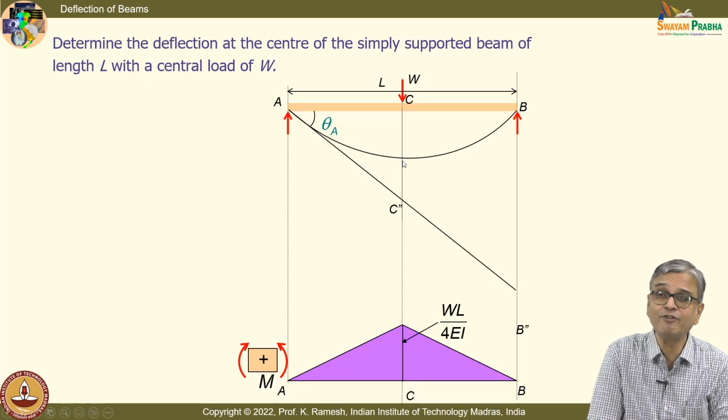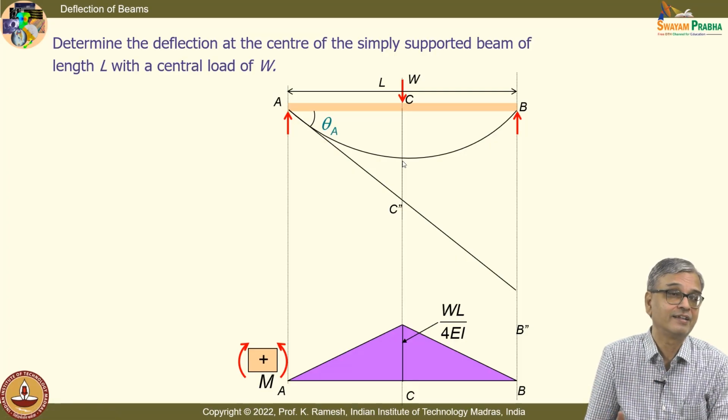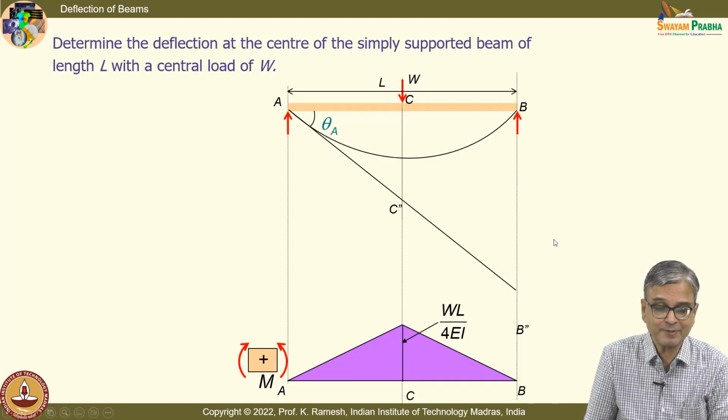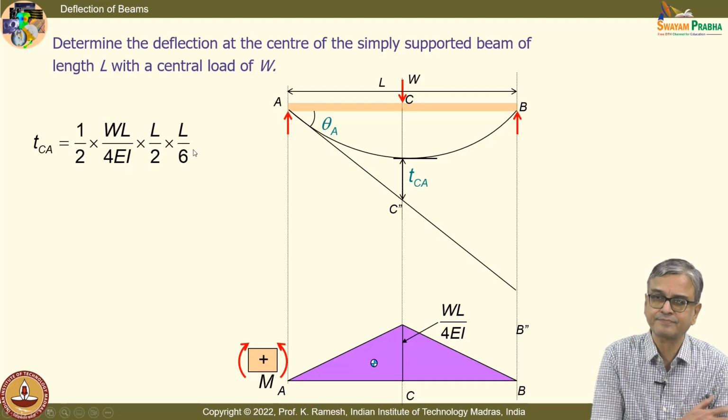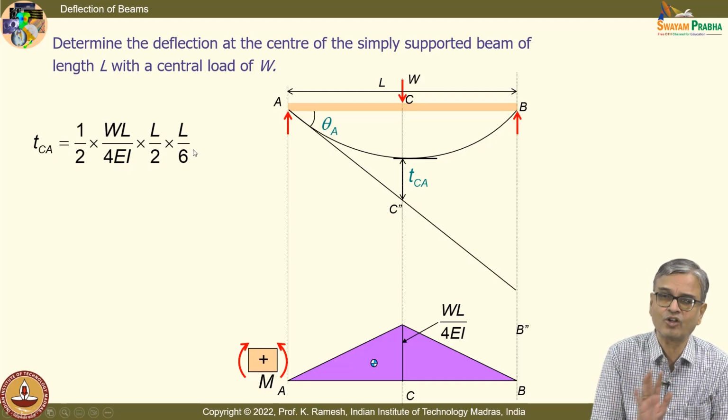So, I have to bring in all the approximations I have done. And I have repeatedly been saying that whenever I do this, I exaggerate. So, when I write the expression, you will not get convinced whether the expressions are correct. So, I can get only tCA from my moment area method. For that, I need to know the centroid of this cross section, which is very simple. You have this h by 3 from the base. So, I can find out tCA comfortably, 1/2 of WL by 4EI into L by 2 into L by 6. Is the idea clear? That I can easily find out.